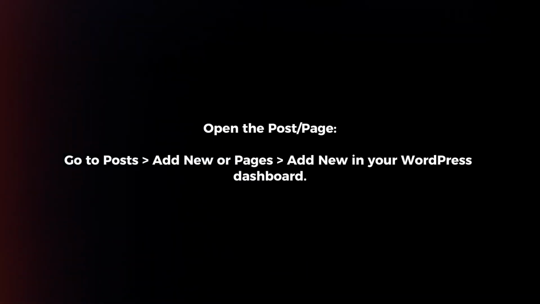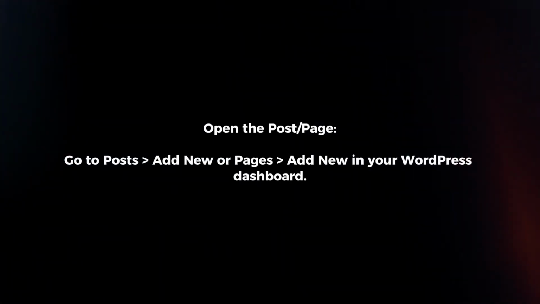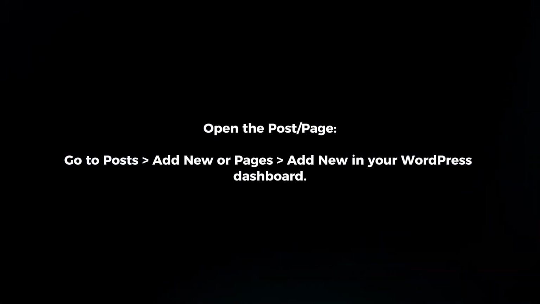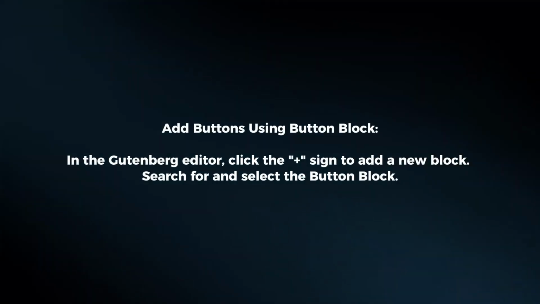Using the Gutenberg block editor, open the post or page. Go to Posts, Add New or Pages, Add New in your WordPress dashboard. Add buttons using the Button block.